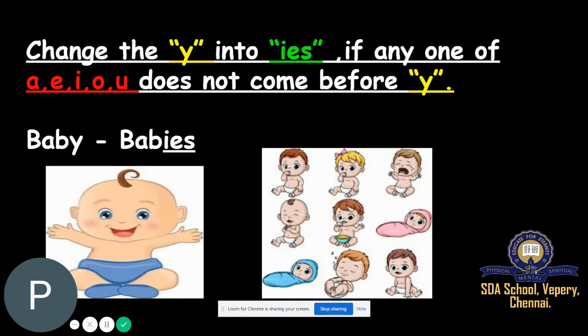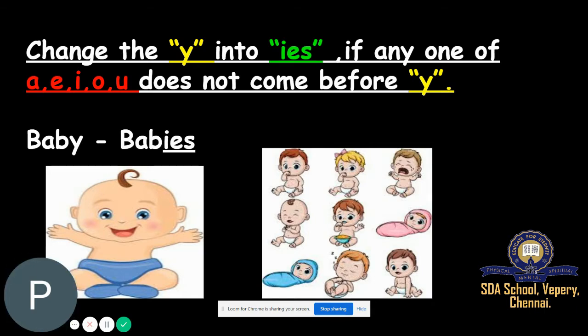Now we are going to learn how to change the Y into IES if any of A, E, I, O, U does not come before Y. It means before the letter Y, the vowel letter A, E, I, O, U does not appear, then we have to change it into IES. Shall we move on?